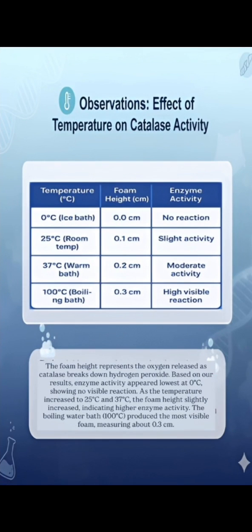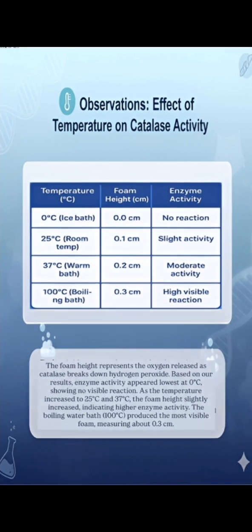The foam height represents the oxygen released as catalase breaks down hydrogen peroxide. Based on our results, enzyme activity appeared lowest at 0 degrees Celsius, showing no visible reaction. As the temperature increased to 25 degrees Celsius and 37 degrees Celsius, the foam height slightly increased, indicating higher enzyme activity. The boiling water bath, 100 degrees Celsius, produced the most visible foam, measuring about 0.3 centimeter.